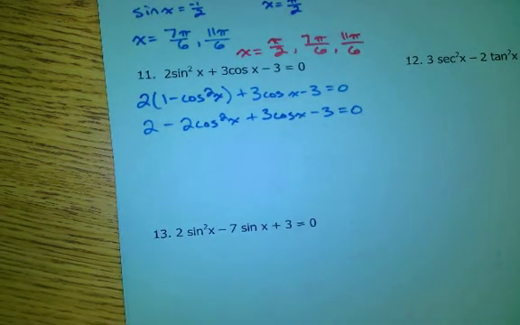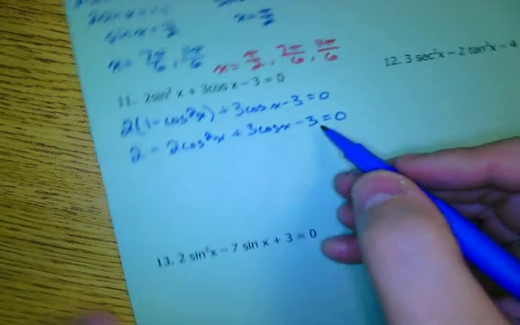Okay, I distributed the 2. And now what's another good step? Take the 3 on the other side. Combine the 2 and the negative 3. Okay. Now, I like what you said.